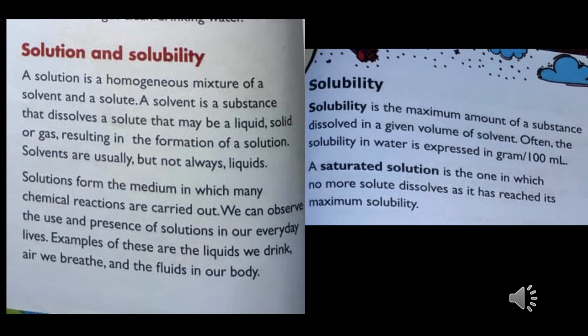Next we are going to talk about solubility. Solubility is the maximum amount of substance dissolved in a given volume of solvent. Because we have taken the solvent as a liquid, we have to go for the capacity. For liquids we always take units like milliliter and liter. So what is solubility? Solubility is the maximum amount of substance that dissolves in a given volume of solvent.